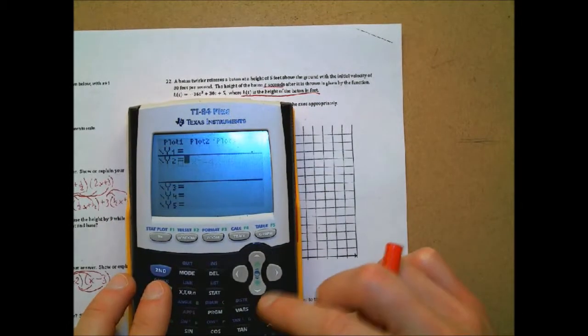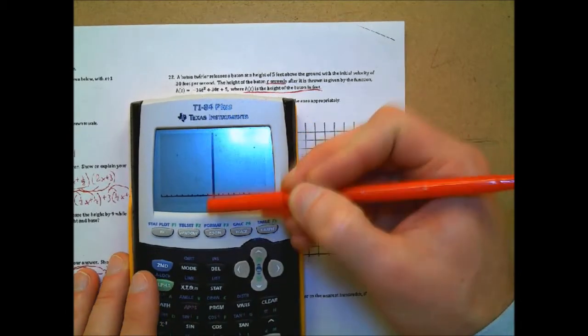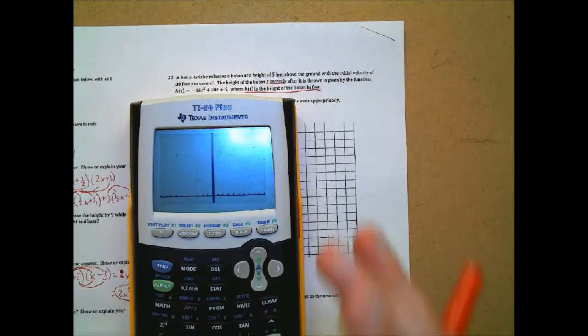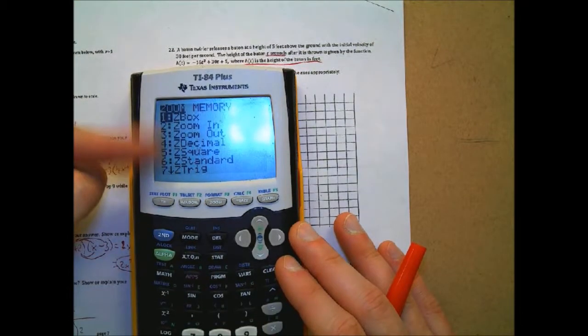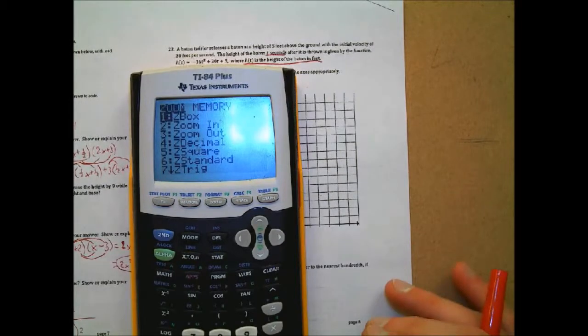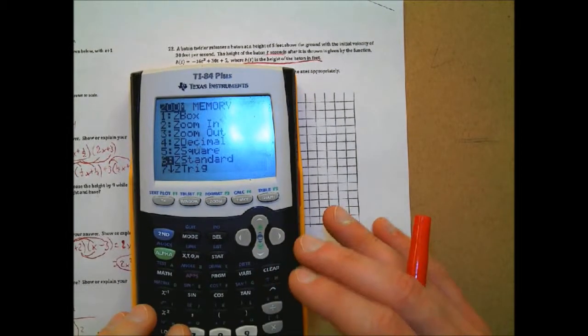Okay, my window is still messed up. If you want to adjust your window back to the default setting, press zoom, and zoom standard, number 6, is what you want to use. It goes back to the normal viewing window.